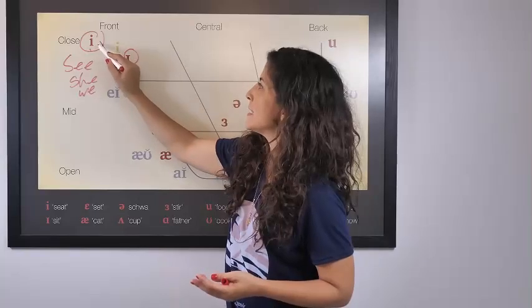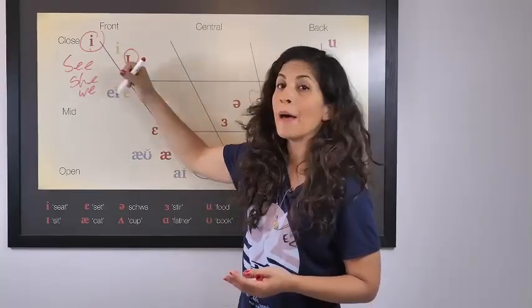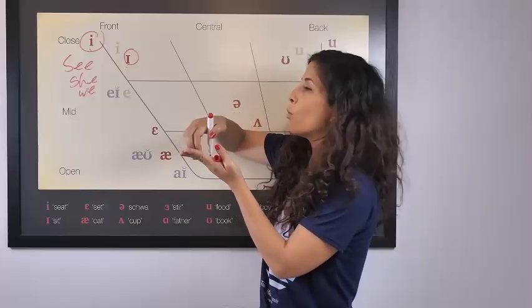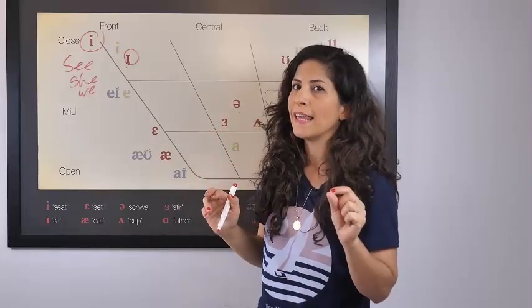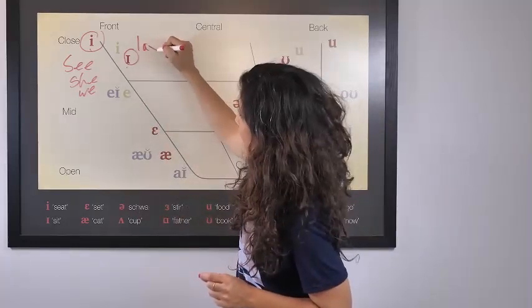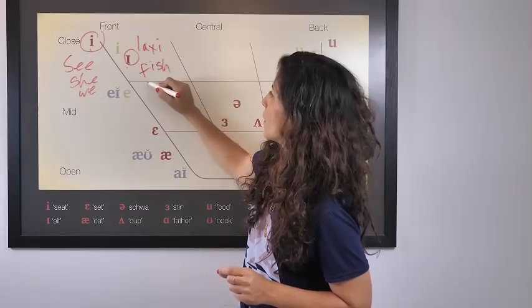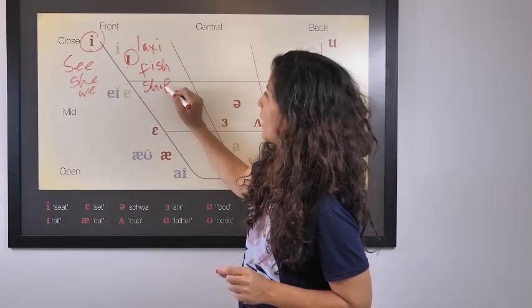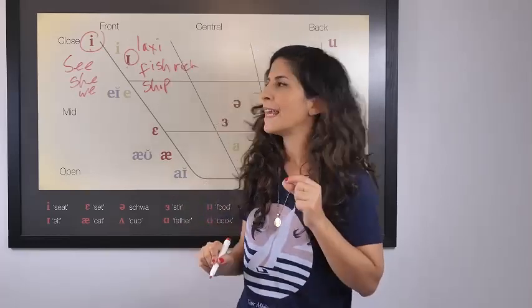Now, as you can see, it's a little lower here, a little lower on the chart, and that means that the tongue is a little lower. So one of the ways to do that is to just drop your jaw a little bit. I. It's a relaxed sound. It's the lax I sound. And we find it in words like fish, ship, and rich. Okay? A relaxed I sound.